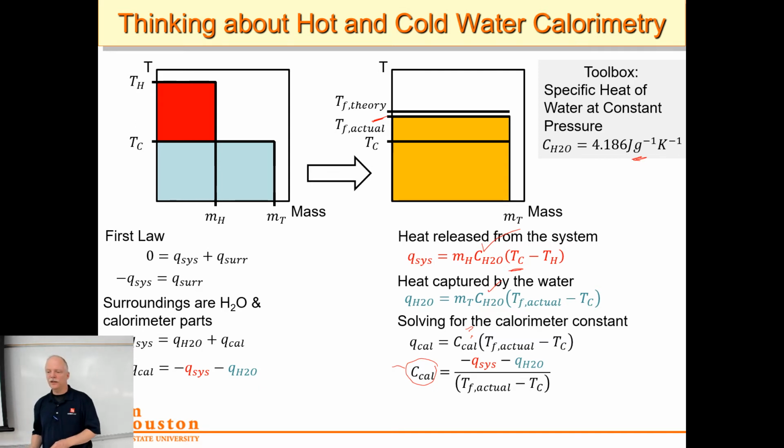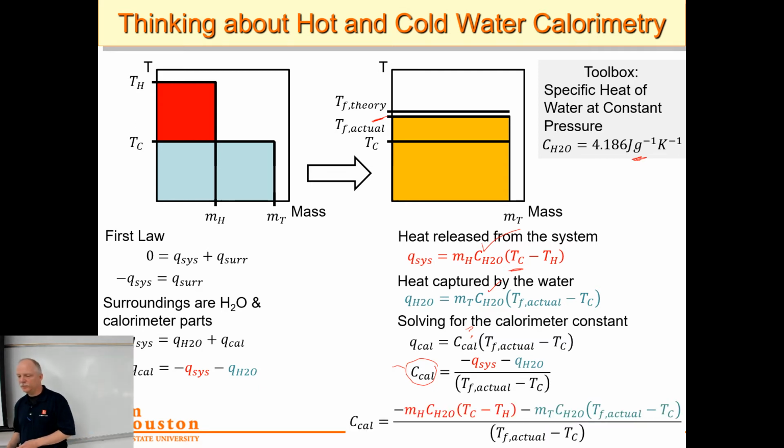So let's look now at the enthalpy of combustion experiment. So here's with all the numbers put in there, what Q-sys is and what Q-water is, and so there you have all your knowns. You have every one of these variables in your experiment. You got TC, T actual, mass of total, mass of hot, the specific heat of water, and so you can calculate the calorimeter constant from those measurements. The one thing that you measure that's not immediately obvious is this T actual, what the final actual temperature is. And so that determines everything.